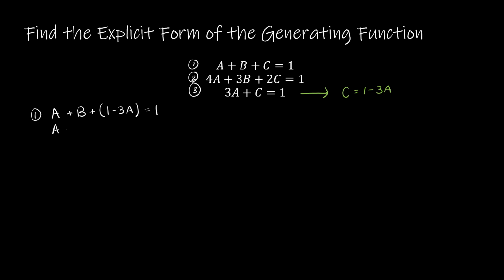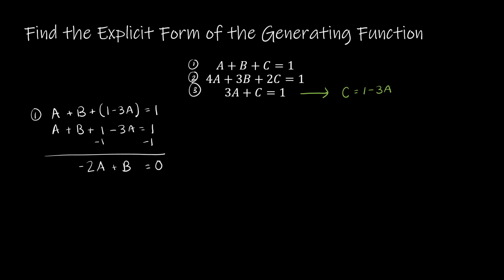So this is a plus b and then plus 1 and minus 3a. I want it to be so that a and b are on the same side and the constants are on the other, so I'm going to subtract 1 from each side. So that's going to give me 0 on the right side, and on the left side I have an a and a minus 3a, so that's minus 2a, and I have a plus b. So there's my new equation 1.